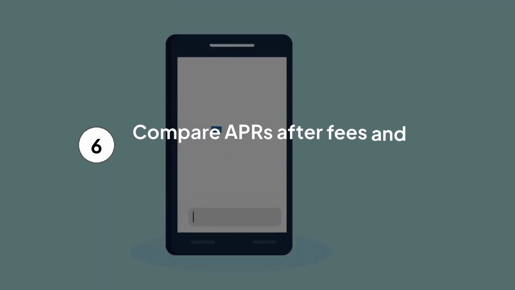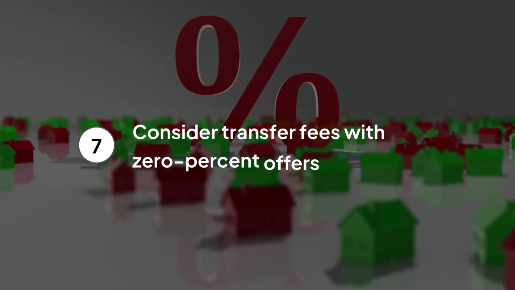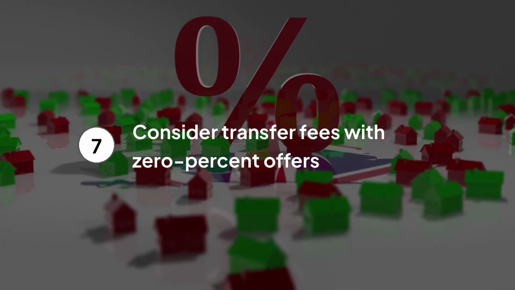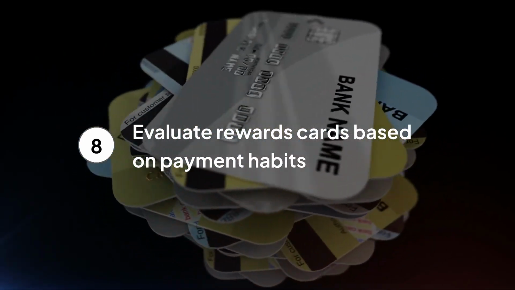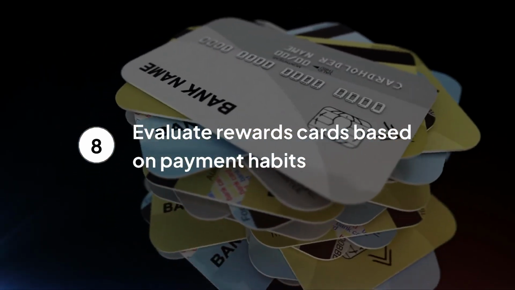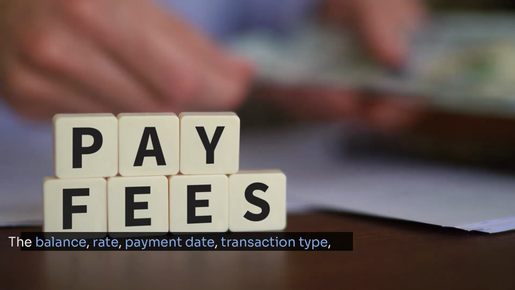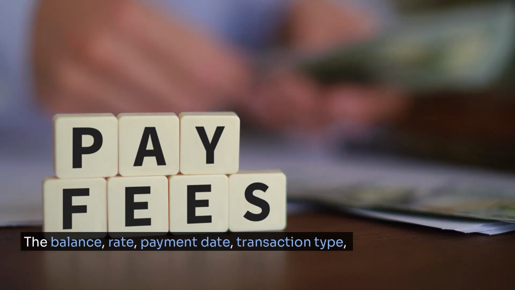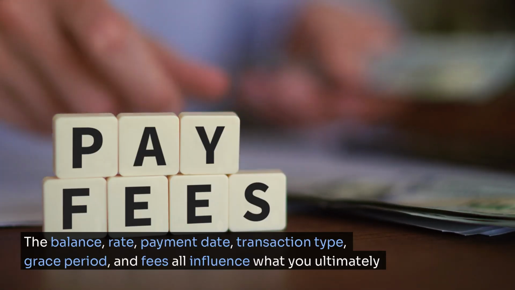Also compare APRs only after reviewing fees and terms. A 0% offer with a large transfer fee may or may not be cheaper than a low-rate loan. A rewards card with a high APR can be valuable for someone who pays in full, but expensive for someone who revolves debt. The main takeaway is that APR is an annual label, but credit card interest is often a daily cost. The balance, rate, payment date, transaction type, grace period, and fees all influence what you ultimately pay.